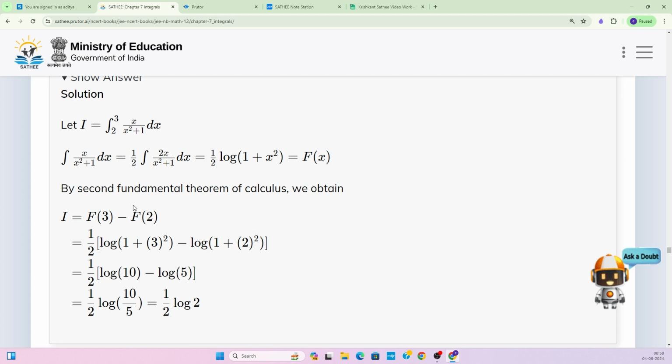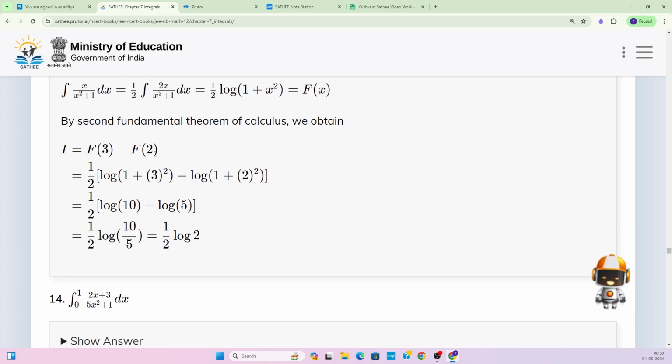This means using the second fundamental theorem, F(3) minus F(2) will be half of log (1 plus 3 square) minus log (1 plus 2 square). This means log 10 minus log 5. Half multiplied by log (10 by 5). This means half multiplied by log 2 will be your final answer for this.